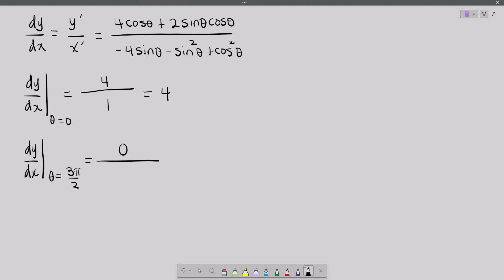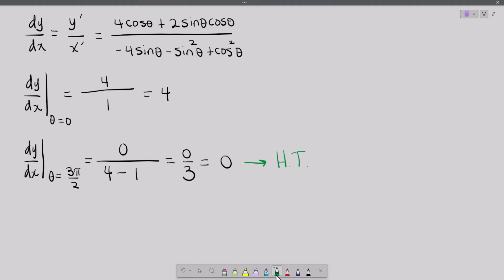Sine of 3 pi over 2 is negative 1. So negative 1 times negative 4 is 4. And then minus, negative 1 squared is positive 1. So we have 0 divided by 3, which is 0. So this means horizontal tangent.